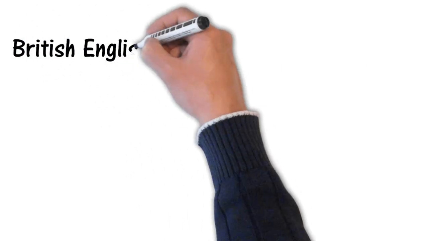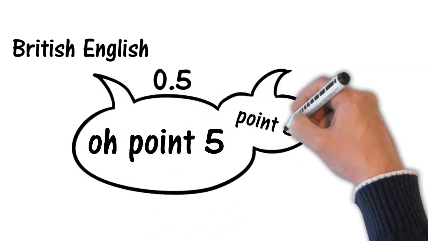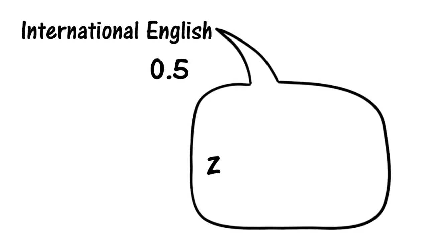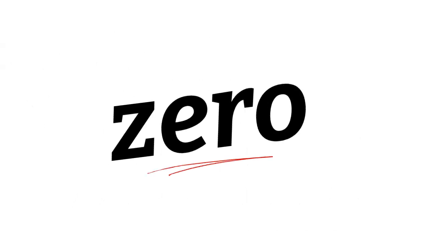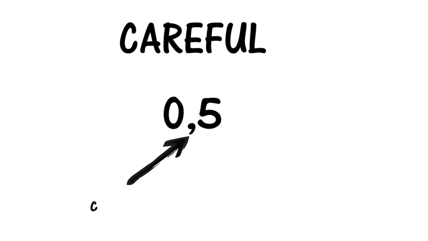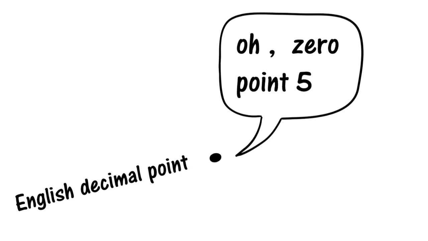In British English, we say this number as "nought point five" or "zero point five." The international way is to say "zero point five." I would advise that you learn to say the international word, zero. Be careful. Some languages write 0,5 with a comma, but in English we have a decimal point and you must say "point five."